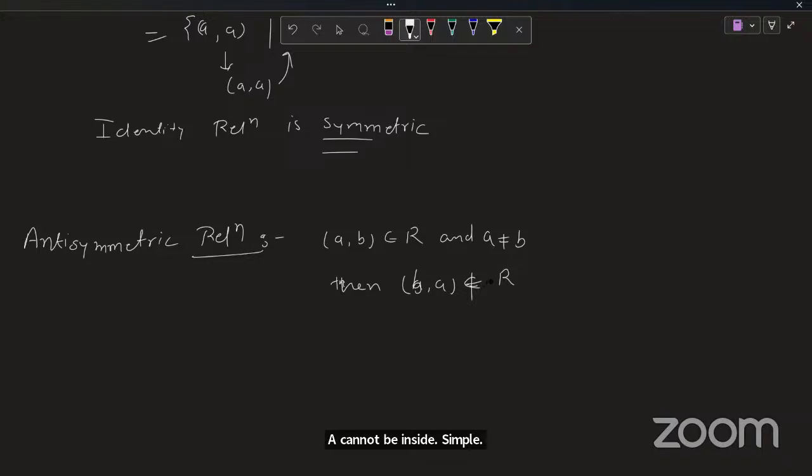It is said that it is not symmetric, but this is incorrect. I will give you an example where that particular relation is symmetric and anti-symmetric both. It says that if the first entry and the second entry are distinct, and the first member is inside R, then the second member will not be inside R.